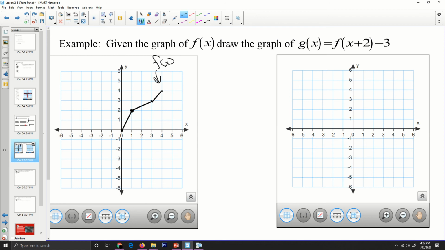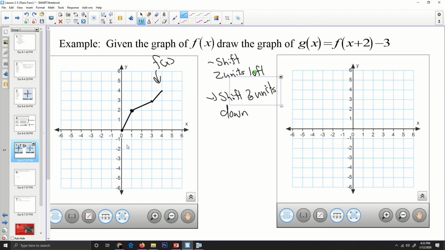So in my mind, I've got two transformations. I've got a shift, let's redo that, sorry. Shift 2 units left, and another shift 3 units, very good, down.